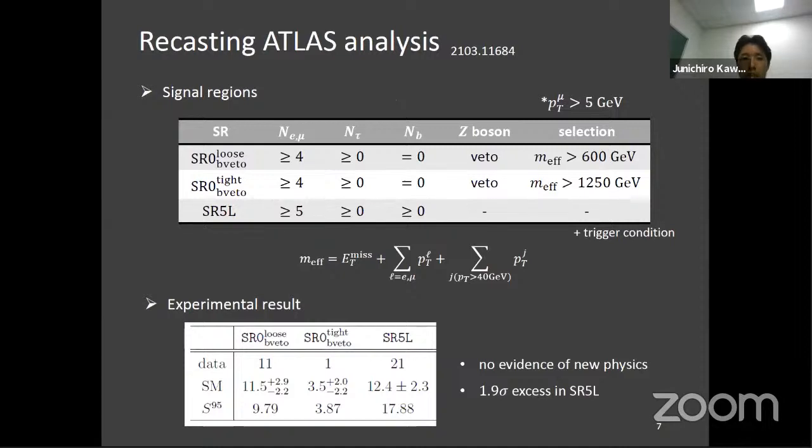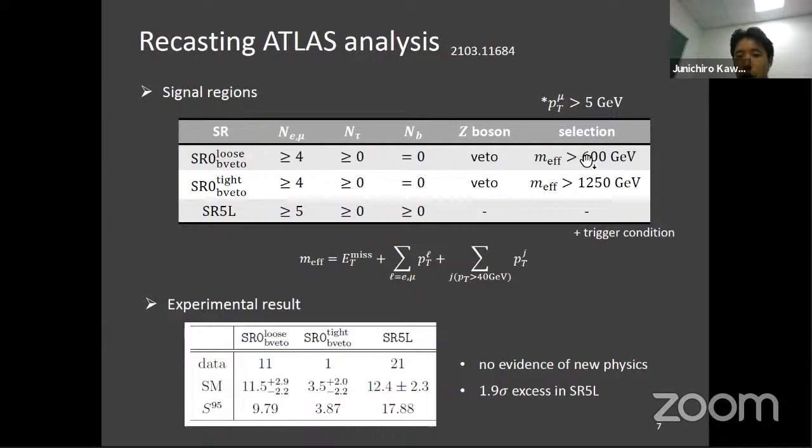What we did was recasting the ATLAS analysis recently proposed. So we basically recast this experimental data. This ATLAS analysis is looking for R-parity violating supersymmetry, which generates more than 4 leptons. Here I show some of the most relevant signal regions. The first two signal regions require 4 or more leptons. An important cut is the Z boson veto, which means that the lepton pair should not have an invariant mass near the Z boson mass. So events with a Z boson-like lepton pair are vetoed.